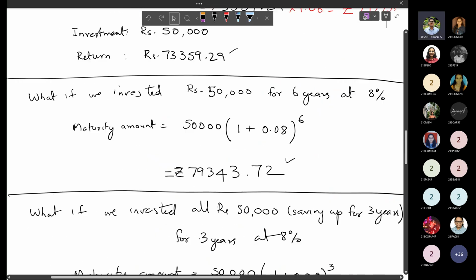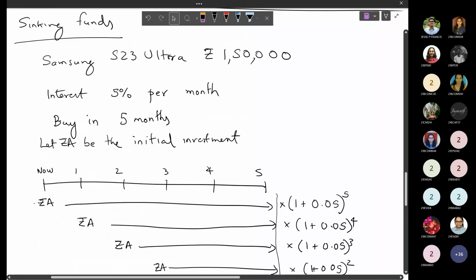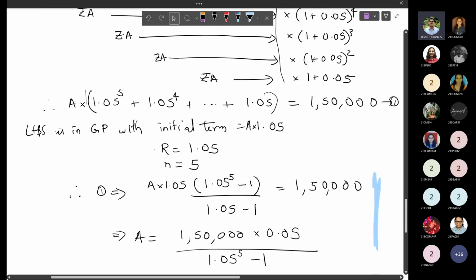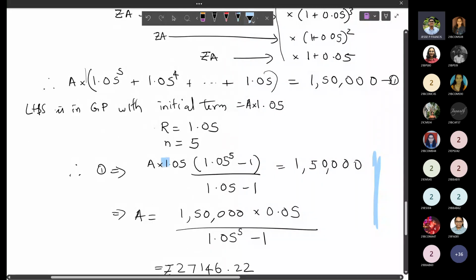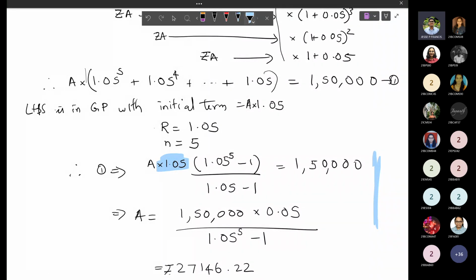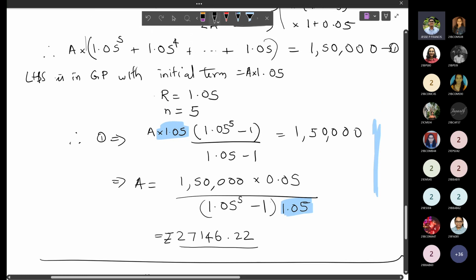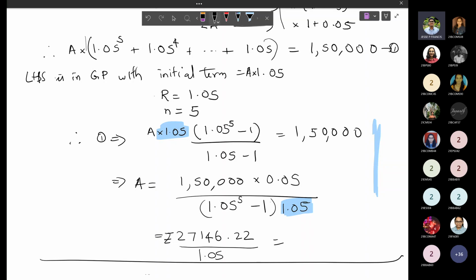In the sinking fund, when we were planning to buy a new cell phone, we decided to save it up, right? In the sinking fund, remember, notice this, we multiplied that 1.05 here. But when we rewrote A is equal to, we forgot to divide it by 1.05. So this 1.05, we forgot to factor it in when we rearranged the equation. So we should be doing this divided by 1.05, which is equal to, what will be the final value? 25,853.3.